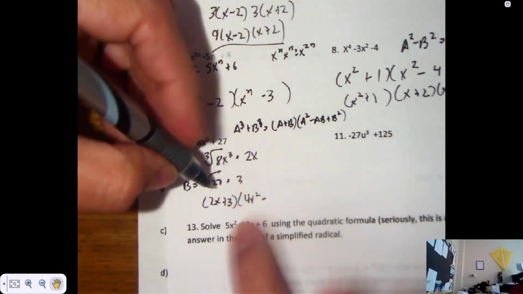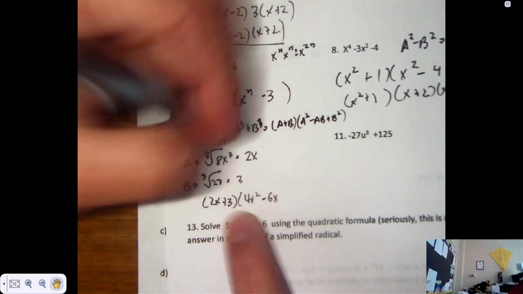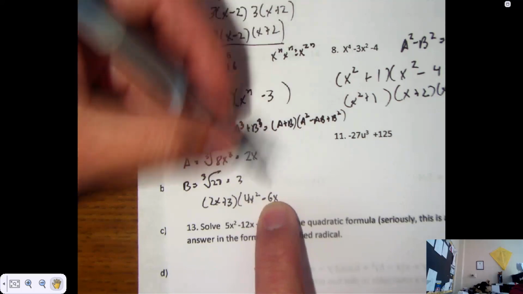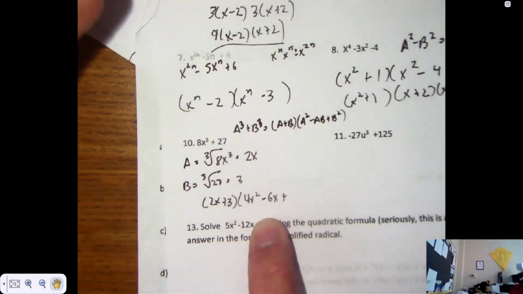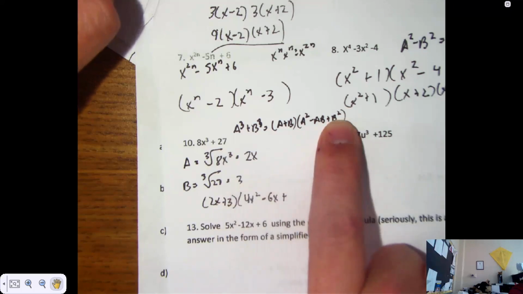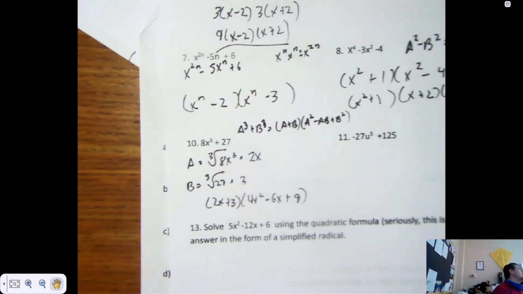Take away the product. What's 2x times 3? Notice, these signs matter, not whatever you think matters. It's these signs that matter. And what do you do with that 3? What do you get? You get 9. That's the sum of 2 cubes.